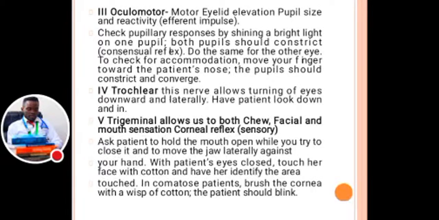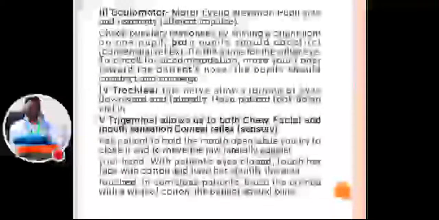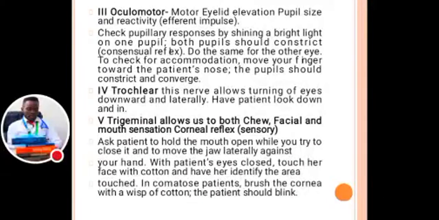For this one, you need to ask a patient to hold the mouth open while you try to close it, and move the jaw laterally against your hand. With the patient's eyes closed, you need to touch the face and have the patient identify the area that you've touched.